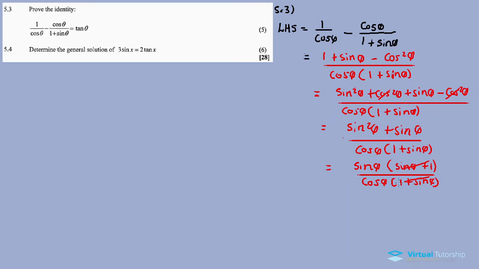This is the same as this, so when we divide, these cancel, and I remain with sine theta over cos theta. A sine divided by a cos is a tan theta. So this is our answer. This is our final answer with tan theta, which is the same as the right hand side. So this is how you prove your identity. You take the complicated side and then you simplify it.